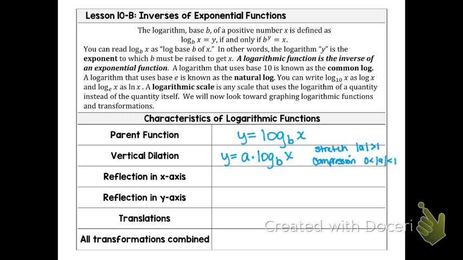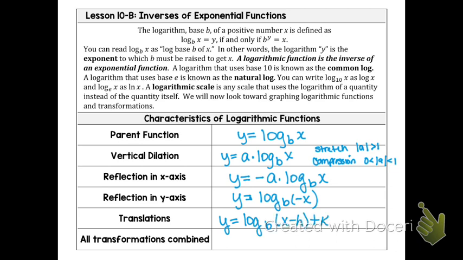We can have a reflection in the x-axis. So that's where we'd have y equals negative a times log base b of x. Or reflection in the y-axis, where we'd have y equals log base b of negative x. We can have translations, where we have y equals log base b of x minus h plus k.